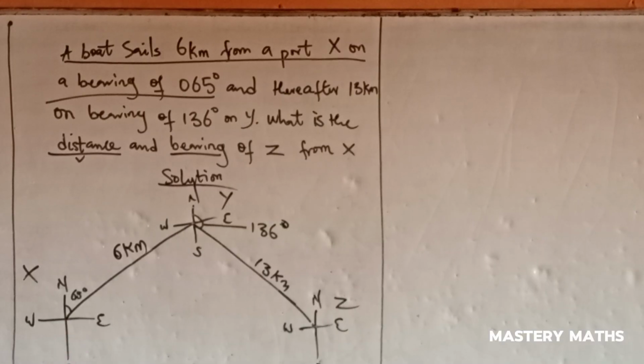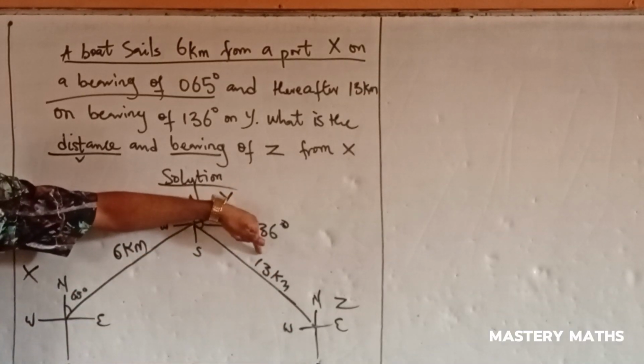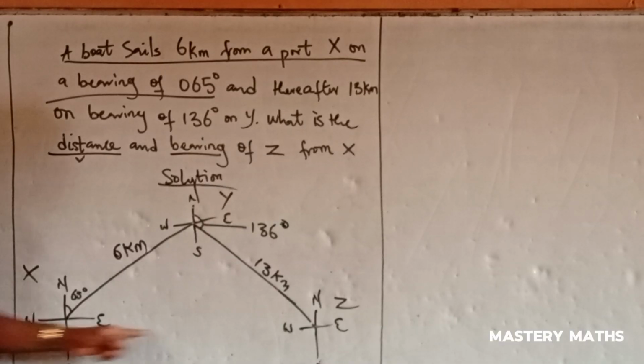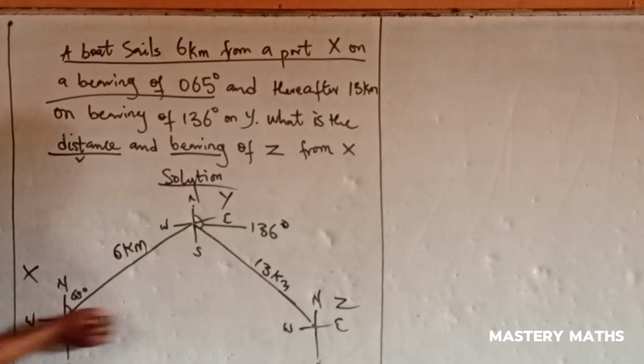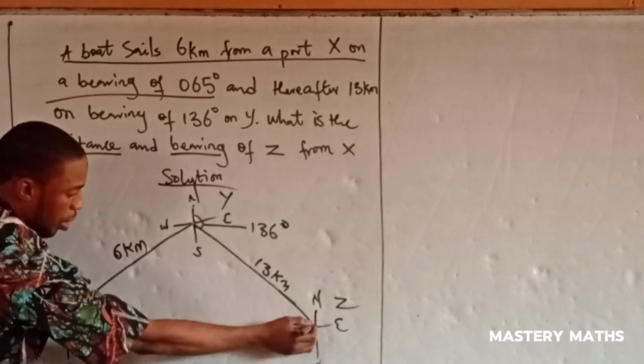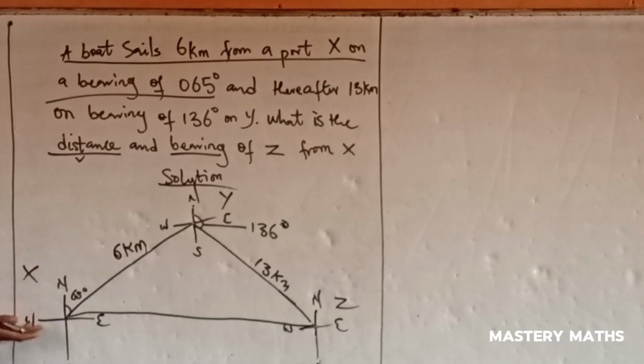Now, how do we search for the distance? Already we know that from X to Y, it moves 6 kilometers. From Y to Z, it moves 13 kilometers. But we don't know the distance from X to Z. We need to calculate it. In order to calculate it, first we need to close our bearings. We close it. You draw it from here. Be very careful when drawing it. You set it down. We've closed it down.